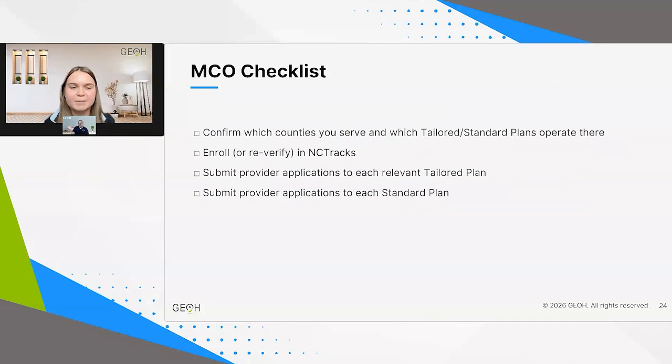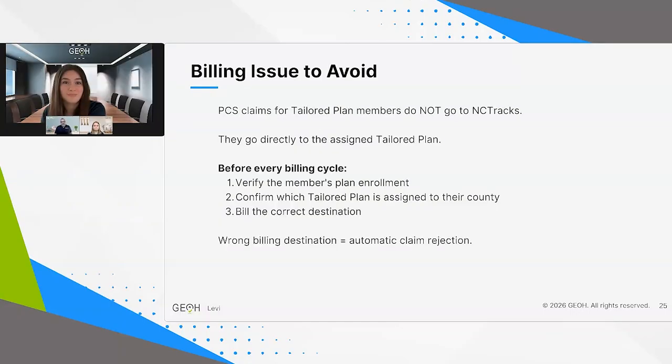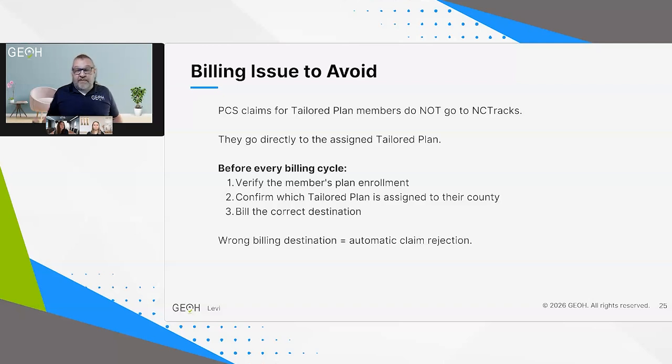And here's just an MCO checklist for you. You can take a screenshot of this real quick. It kind of just talks about what we walked through today. Confirm which counties you serve for each standard plan and tailored plan, and make sure that you are enrolled or re-verify your NC Tracks. Submit your provider applications for each relevant tailored plan that's in your county, as well as submit provider applications for each standard plan.